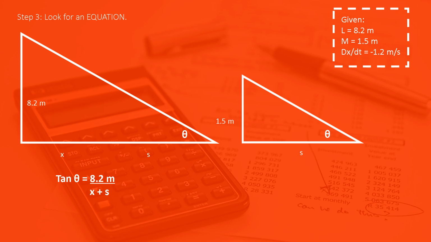So the tangent theta of this bigger triangle will be equal to opposite over adjacent, or simply equal to 8.2 over x plus s. Meanwhile, the tangent theta of the smaller triangle is equal to still opposite over adjacent, therefore it's equal to 1.5 over s. Thus, the equation will now be 8.2 over x plus s is equal to 1.5 over s.